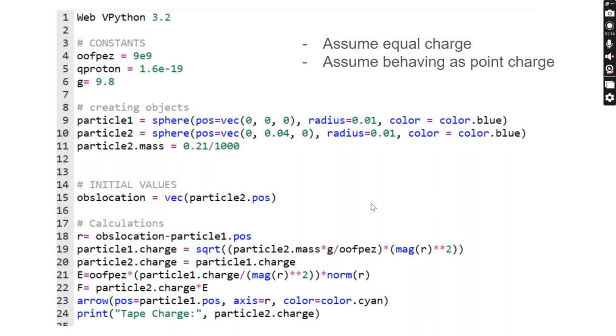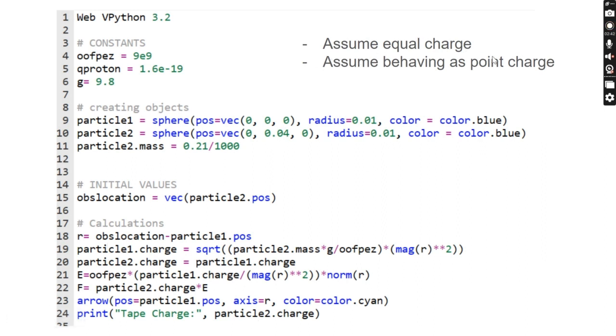Now, the coding in this project was extremely simple. I calculated the force of gravity that the tape would be experiencing, assuming that 1 gram of tape is 1 meter. I made that assumption, and from that it followed what the mass of the tape was, and then I did some math to figure out the charge that would be necessary to cancel that gravitational force. That math is down here.